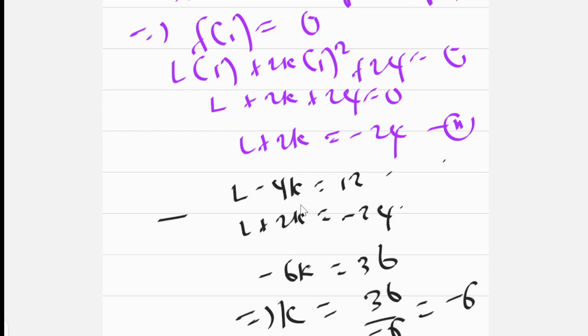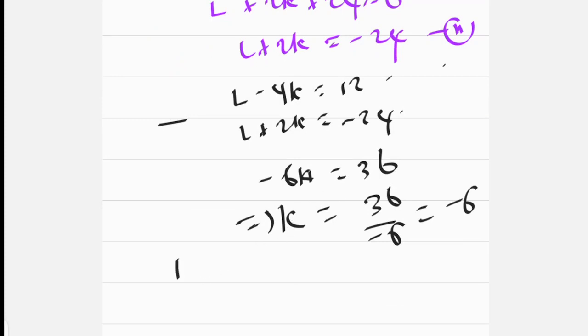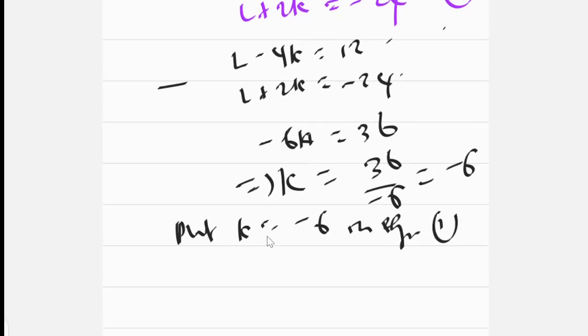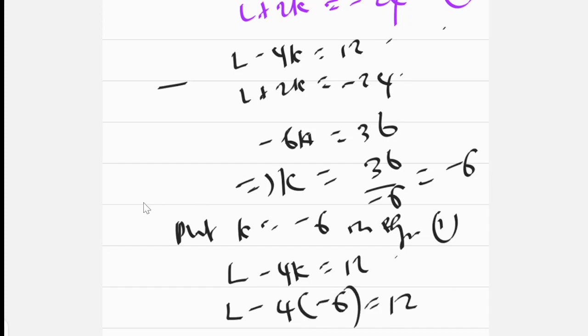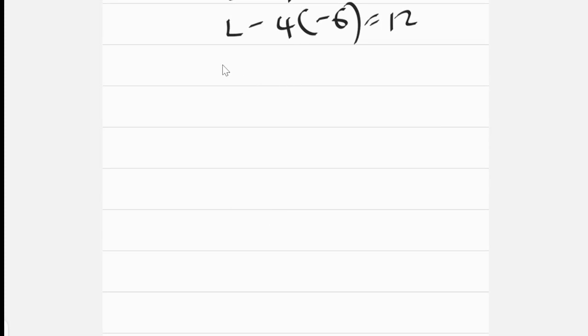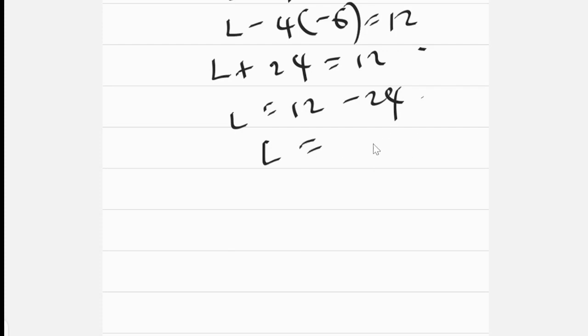Now that I know the value of my k to be minus 6, I can find the value of L. Just put k equals minus 6 in equation 1 or any of your equations. Equation 1 says L minus 4k is equal to 12. Wherever you see k, you put minus 6. Simplify it further, then you have L plus 24 is equal to 12. L will now be 12 minus 24. L is equal to minus 12.